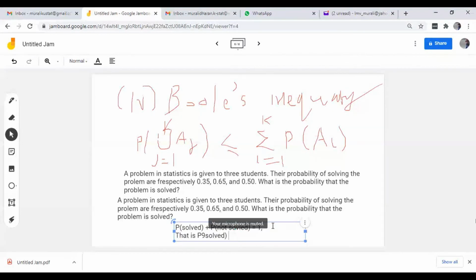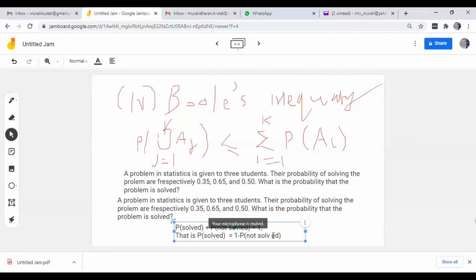So 1 minus probability of problem solved is equal to 1 minus probability of problem not solved, right? Now the question is, can you find out the probability that the problem is not solved?